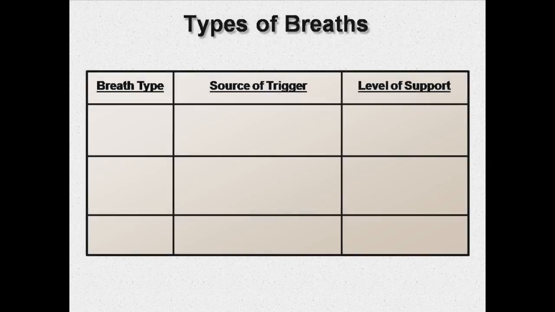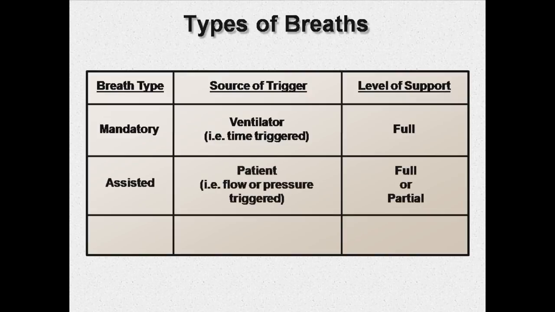Ventilator modes also distinguish between three different types of breaths. Mandatory breaths are triggered by the ventilator and receive full level of support. The number of mandatory breaths per minute is dictated by the respiratory rate set by the clinician. Assisted breaths are triggered by the patient and may receive either full support or only partial support.